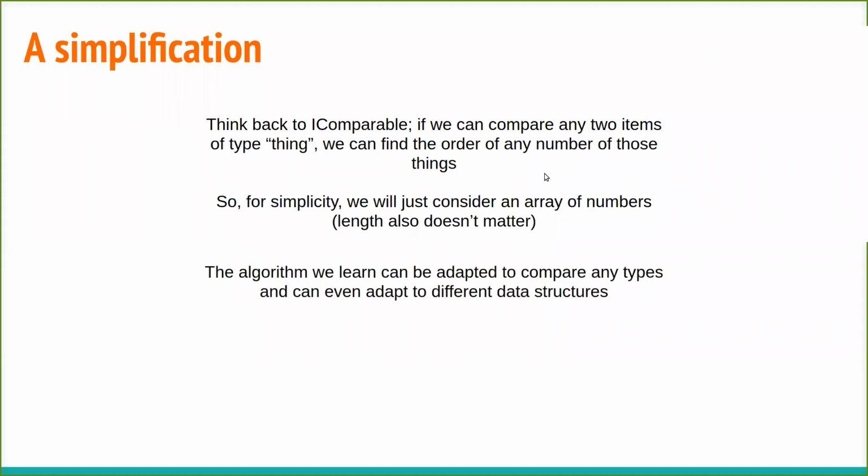The algorithm that we're going to learn, BubbleSort, can adapt to different types, right? It can be used for strings or doubles or floats or whatever. And it can also be used on different data structures. But we are thinking about arrays of integers, all right? So it is more general than that, but we are just focusing in so that we can focus on the algorithm and the way the algorithm works. All right.